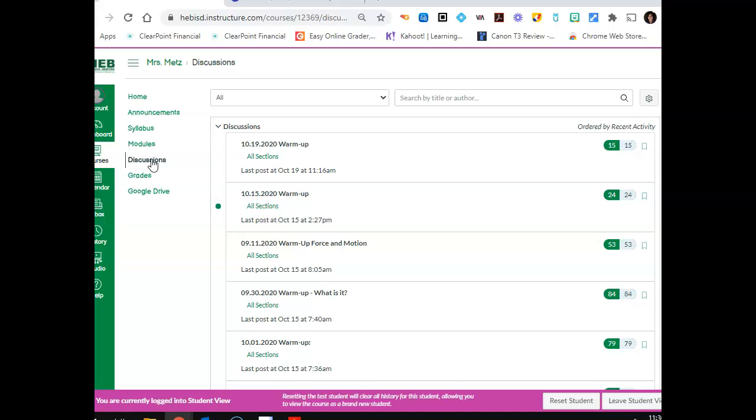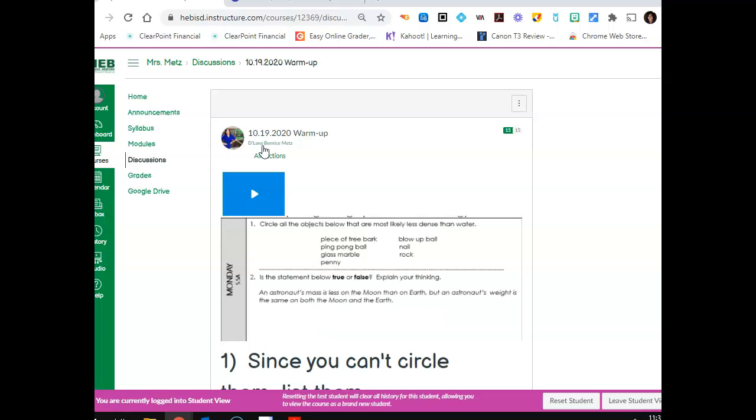So, in class, traditional learners, you are doing the warm-up on paper. Your warm-up is on paper, okay? Your lab will be on the computer. Your warm-up is on paper. So number 1 says, circle all the objects below that are most likely less dense than water.